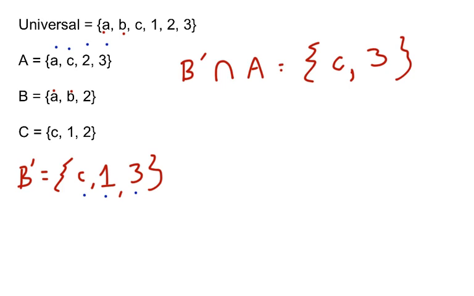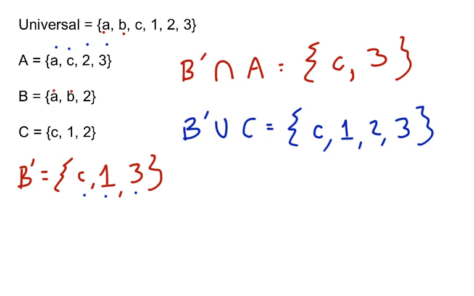Let's do another. This time, let's look for B complement union C. Now I'm joining these two sets together. It's not about where do they overlap anymore. Now it's about take all the stuff from B complement, take all the stuff from C, put them together into one set. Okay, well we can do that. B complement is C, 1, and 3. C is C, 1, and 2. So I'm going to have C, 1, 2, and 3. I've taken everything in B complement and I've joined it with everything in C, and I've made one set.